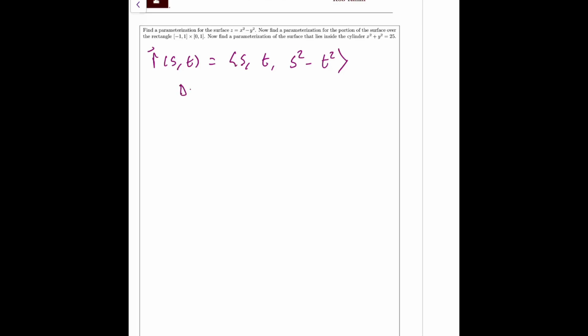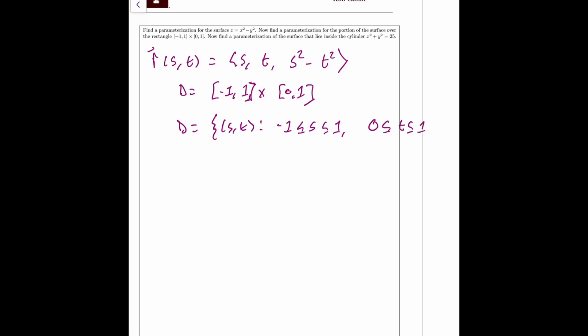So now we could either say D is equal to [-1, 1] times [0, 1], or more explicitly, D is equal to (s, t), where s goes from -1 to 1 and t goes from 0 to 1. This would be one way to do it.